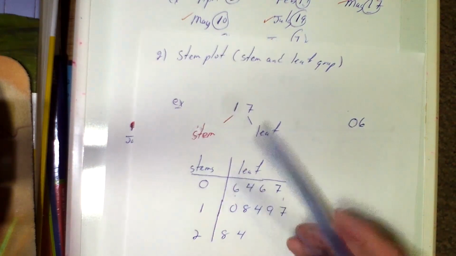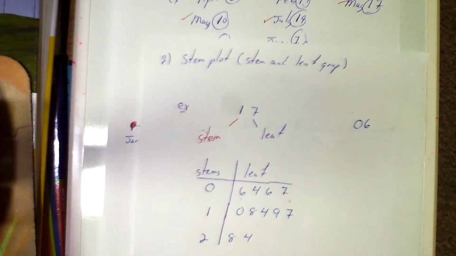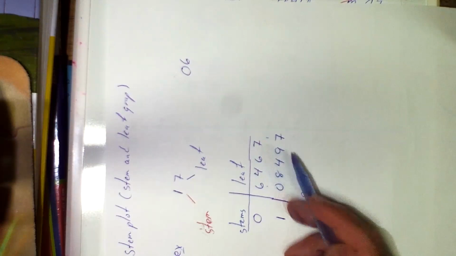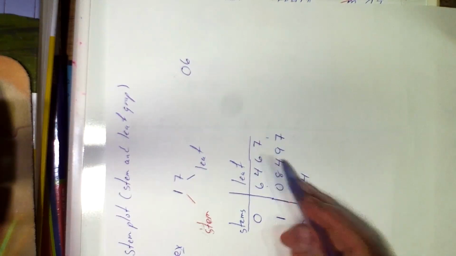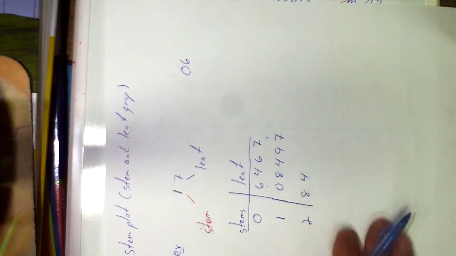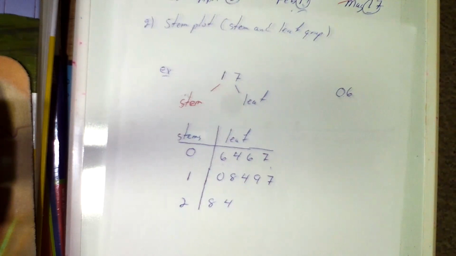And by creating this table, you can see if it's skewed or bell-shaped by turning it over. Apparently this is not bell-shaped, but kind of close to it. If only that 7 was over here, then it would be a perfect bell shape, but it's skewed a little bit. So that's a stem and leaf plot.